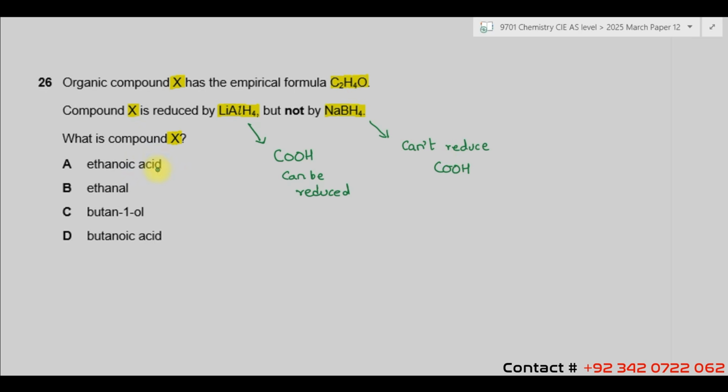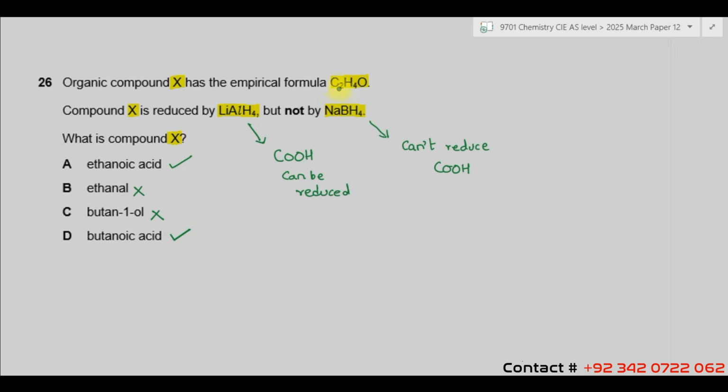We have ethanoic acid. It is reduced by LiAlH4 only. We have the aldehyde ethanal. It can be reduced by both to form a primary alcohol, ethanol. Butan-1-ol is already a primary alcohol, so it cannot be reduced further. Butanoic acid can be reduced by LiAlH4. Okay, let's see which one is the answer between these two.